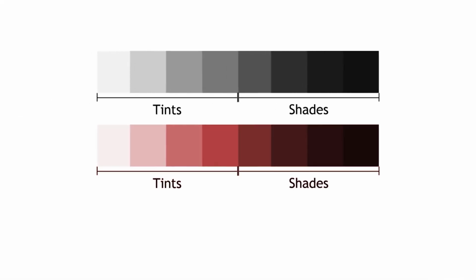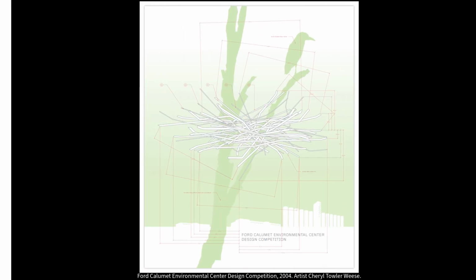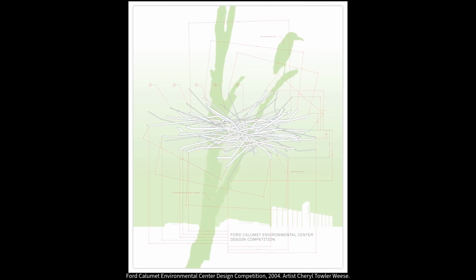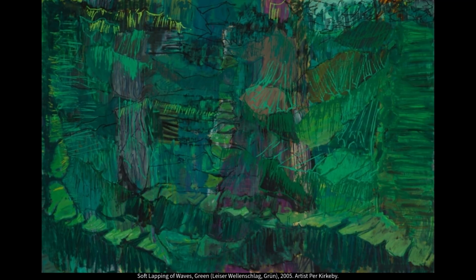To talk about lighter and darker versions of a color, we use the words tints and shades. Light values are called tints, and dark values are called shades. Tints are made by adding white to a hue, and shades are made by adding black or another dark color. Tints and shades might sound simple, but it's actually one of the most powerful tools an artist has.